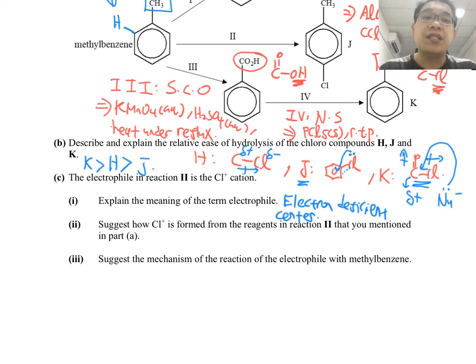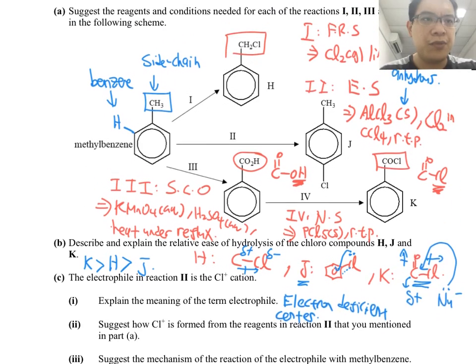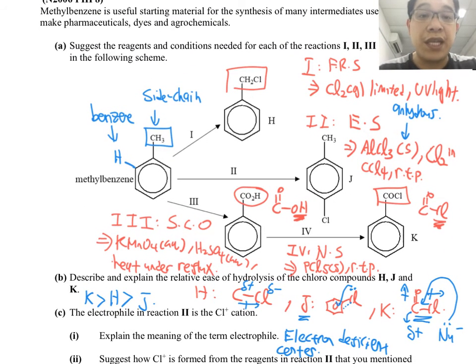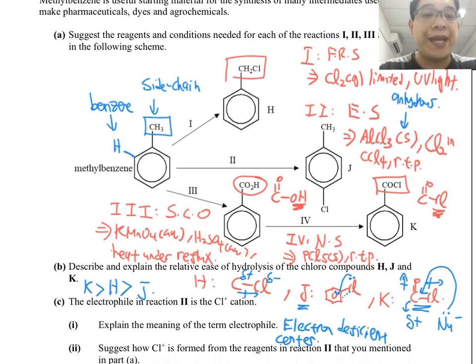Suggest how Cl plus is formed from the reagents in reaction 2 that you mentioned in part A. Let's take a look here. So they say that they want to form the electrophile Cl+. That's why the Cl can be attached to the benzene ring. So how do we explain it?